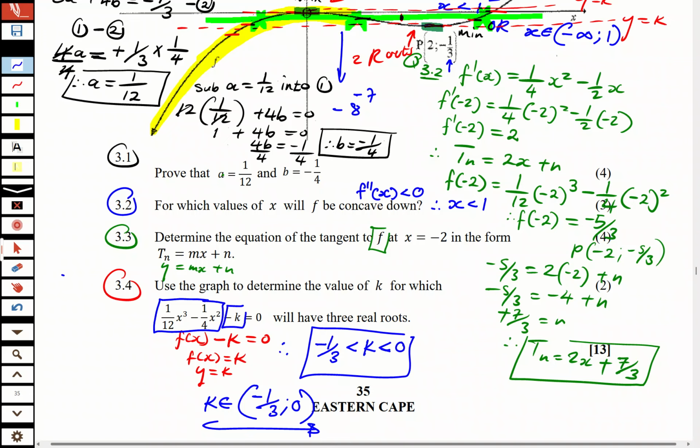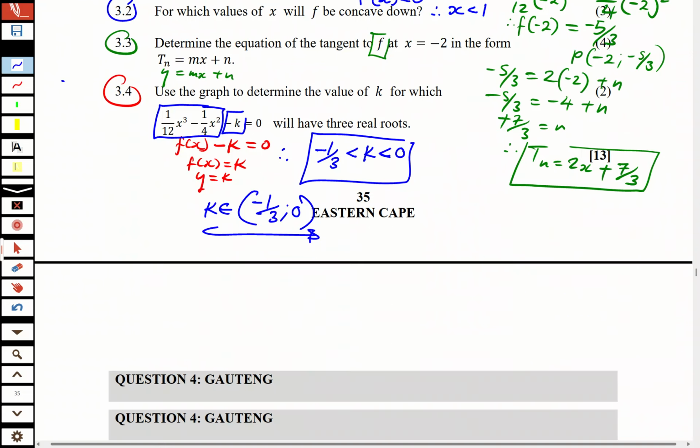With k. So this is the intersection of f of x with k. This is your f of x, and this is the k. So with k, they are going to lie between these 2 points, the maximum and the minimum, for it to have 3 real roots. That's the intersection of f of x with k.